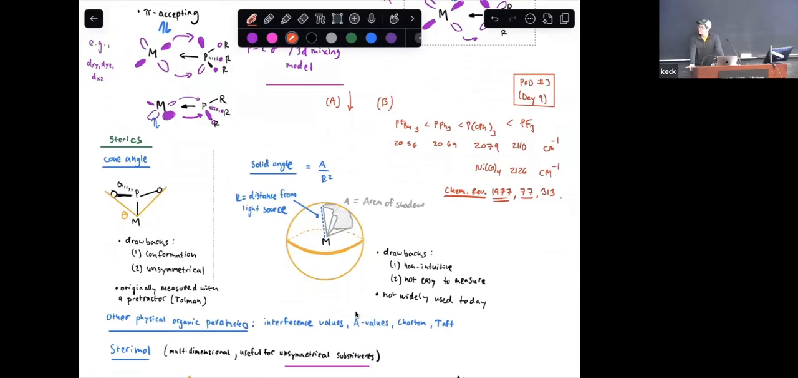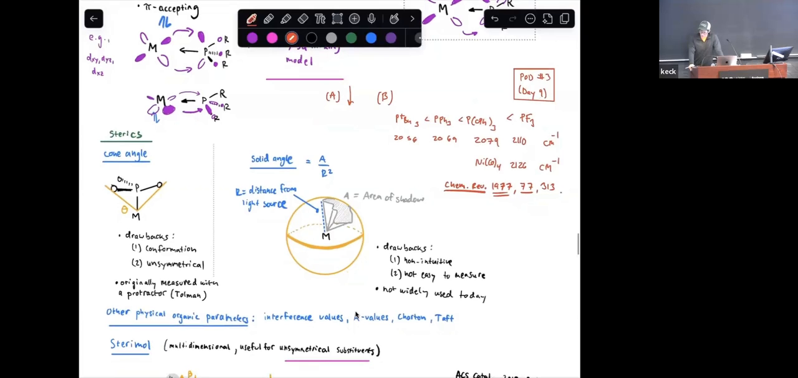I was wondering, we looked at this question through the lens of more or less purely electronic factors. How much of a factor does cone angle have? Because if you're distorting the geometry of the CO ligands, you're not going to have the same bonding interaction.